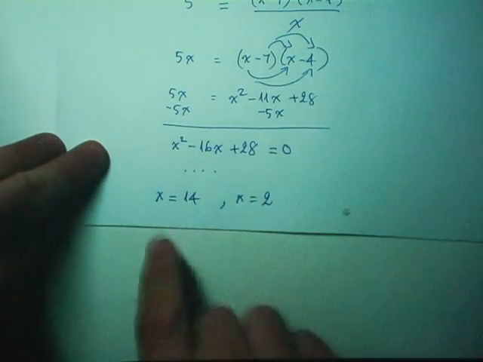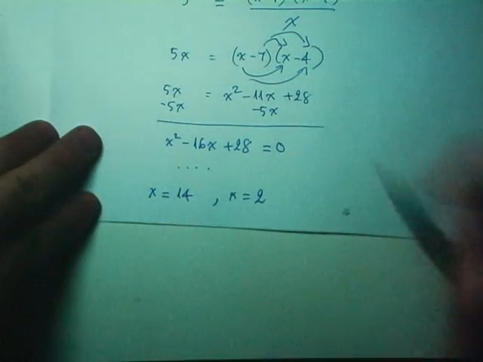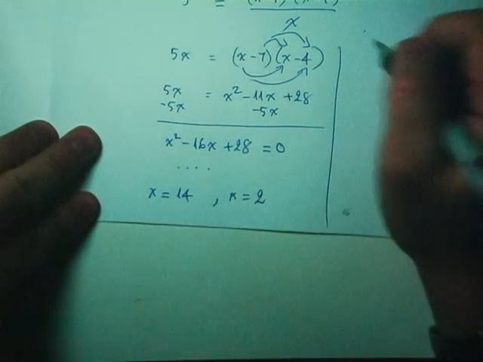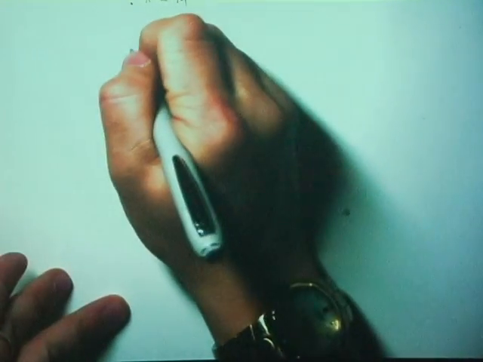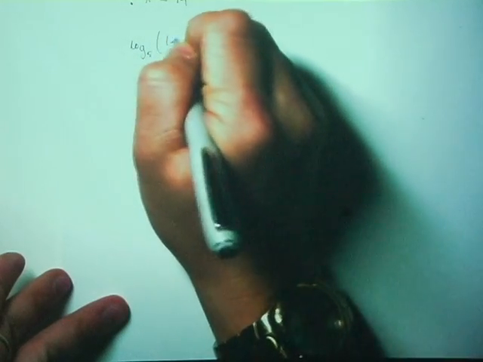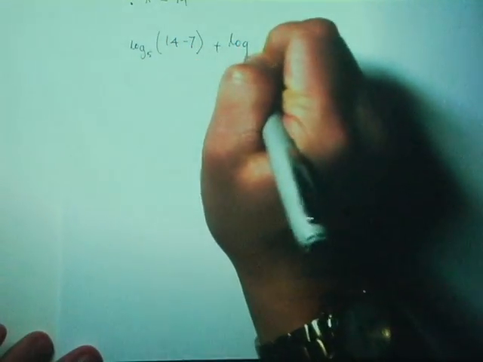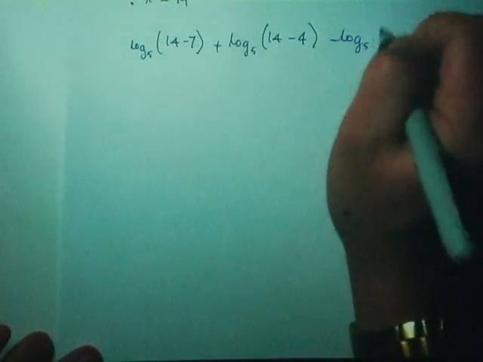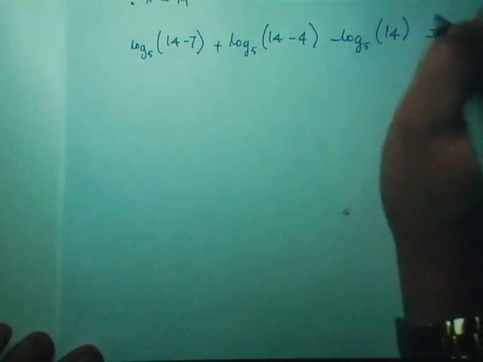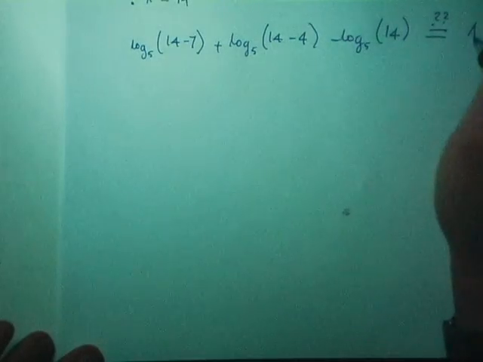But once again, I'm not going to rashly circle my two answers here yet. I need to check my work. I'm going to do this in my other space right here. When x equals 14, what I need to do is log base 5 of 14 minus 7, plus log base 5 of 14 minus 4, minus log base 5 of 14. And let's see if it all equals 1 after calculation.